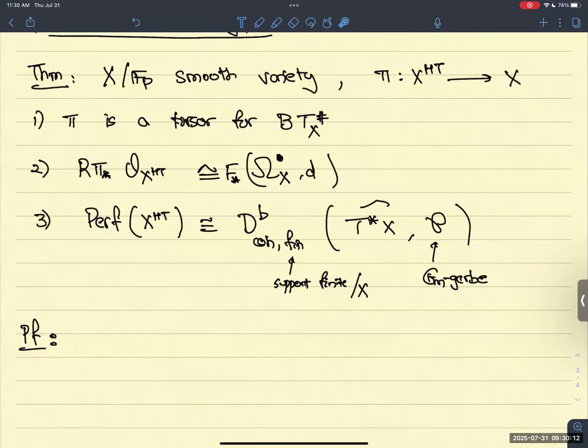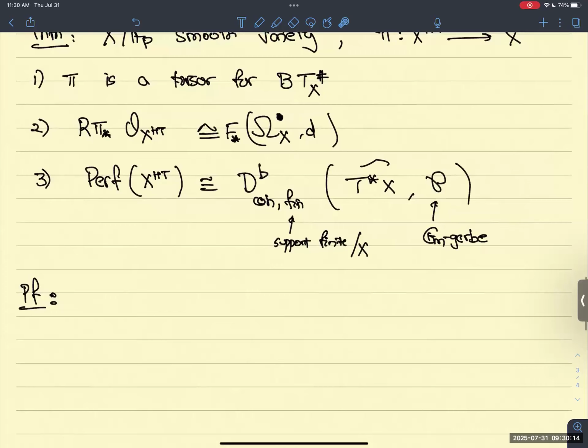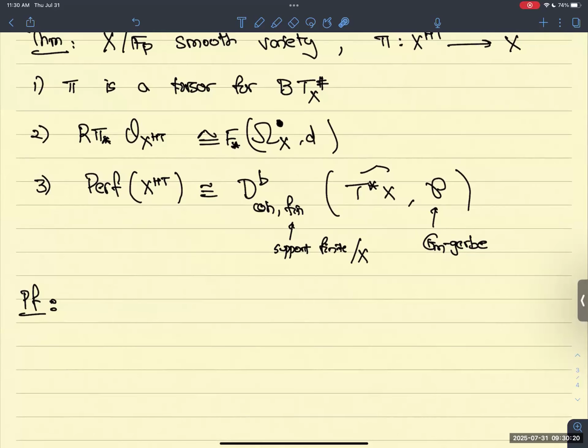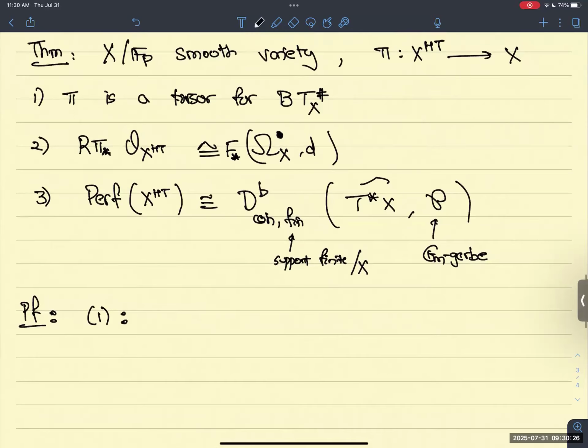Okay, so I'll keep going. I wanted to give just some very brief sketch of the proof, just to give you a sense of what goes into this. It's not the kind of proof you would give in a class, okay? But let me just give the idea.